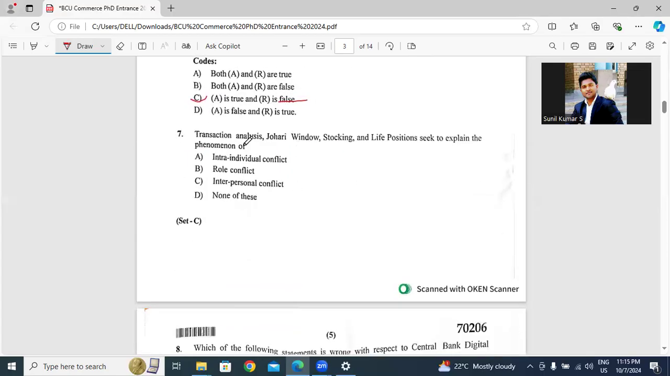Next, seventh one: transactional analysis, Johari window, stacking, and life positions seek to explain the phenomenon of dash. They have been asked that. See, these are all connected to, we know, right? Interpersonal conflict is all correct. Connected to interpersonal conflict. So C is right again.